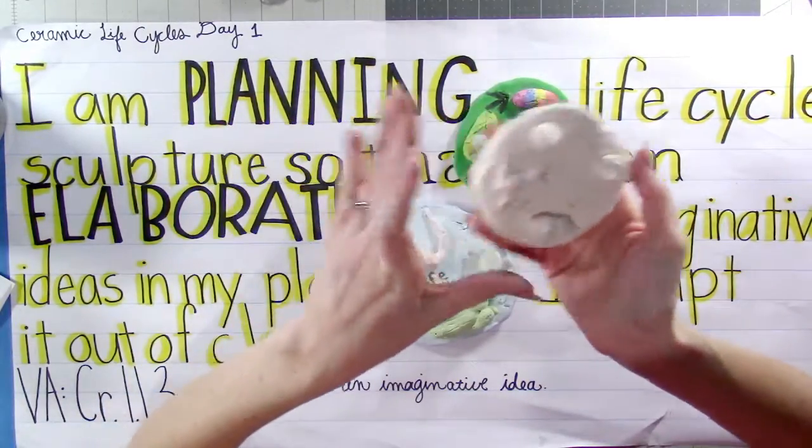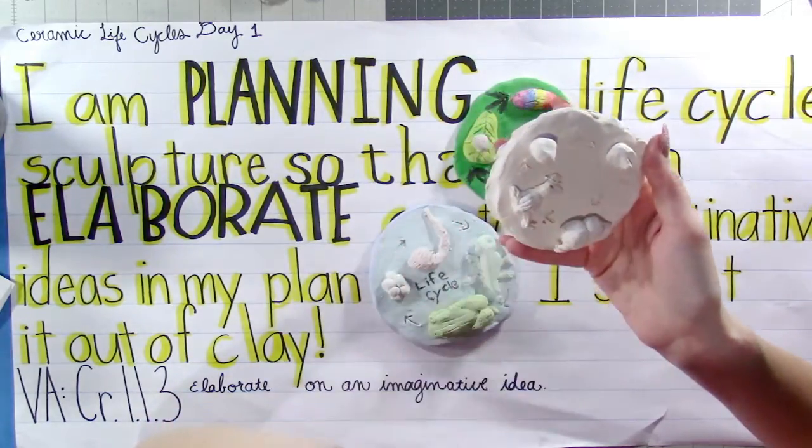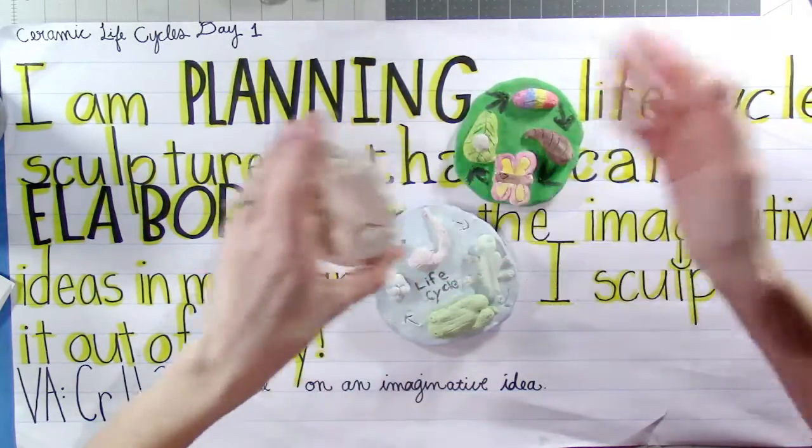Here's a chicken one. So these are all ones that I've done myself. So there's an egg, the egg hatches, it's a baby chick, and then it's a chicken, and then the chicken lays an egg, and then, see, so on and so forth. So that's a life cycle.